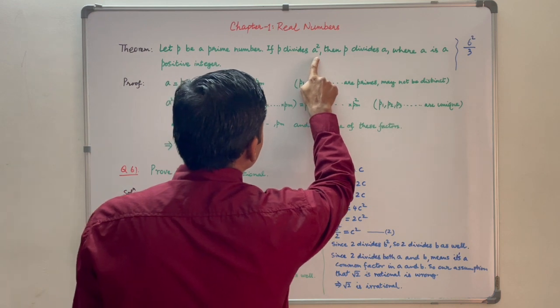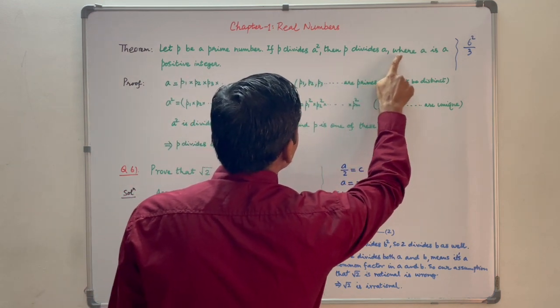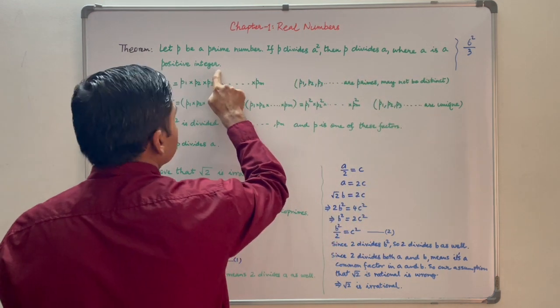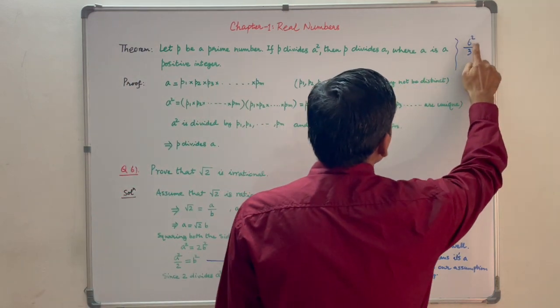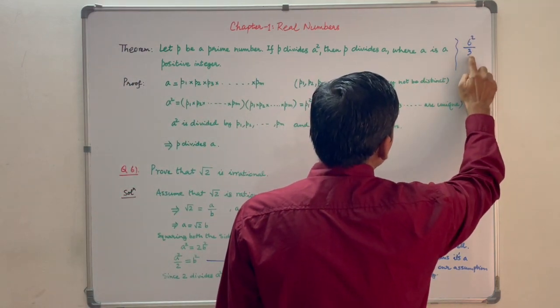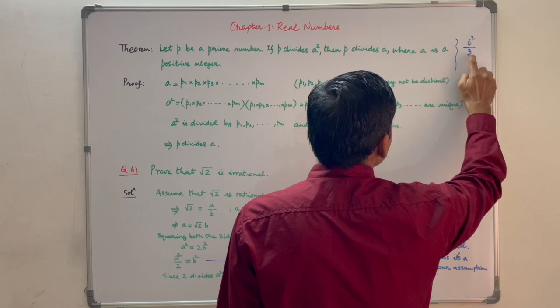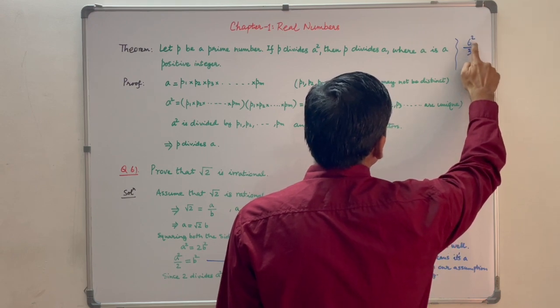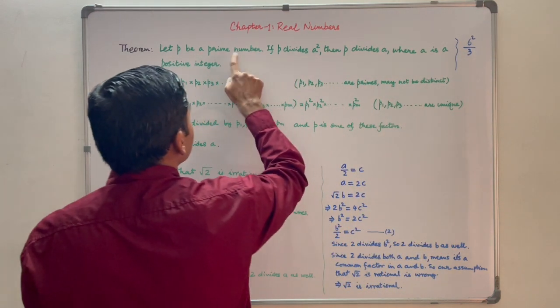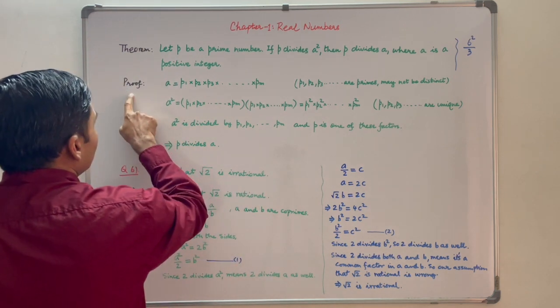If p divides a square, then p divides a, where a is a positive integer. Suppose a is 6. If a prime number 3 divides 6 square, then the same prime number should divide 6 as well. That is what the theorem is. Let us see its proof.